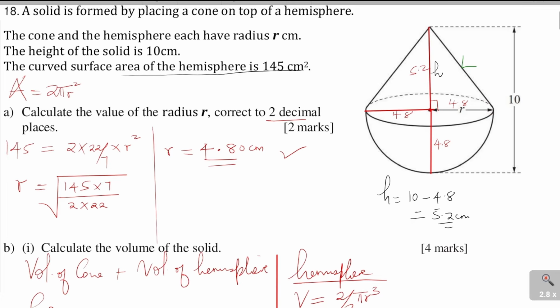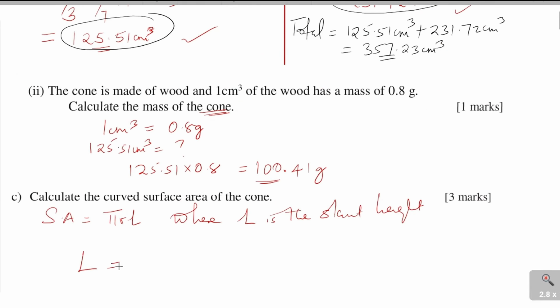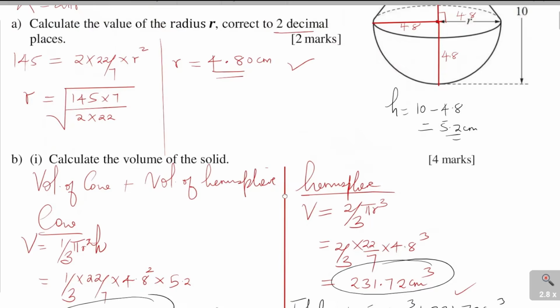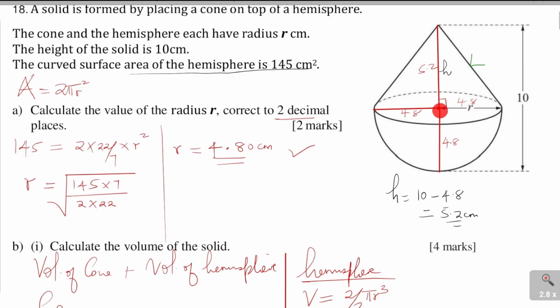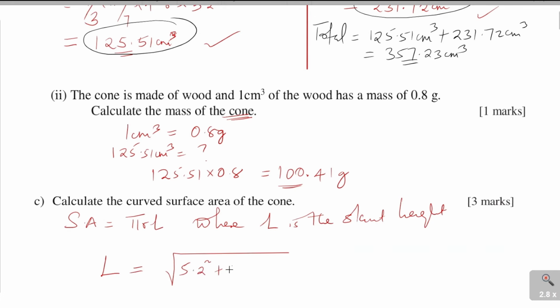And for this one, we use Pythagoras theorem. So slant height is given by the square root of 5.2 squared plus 4.8 squared. So that will give the slant height. So the square root of 4.8 squared plus 5.2 squared, and that gives 7.08 centimeters. So that is what you get.